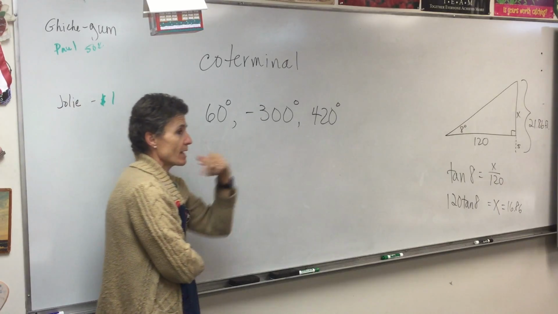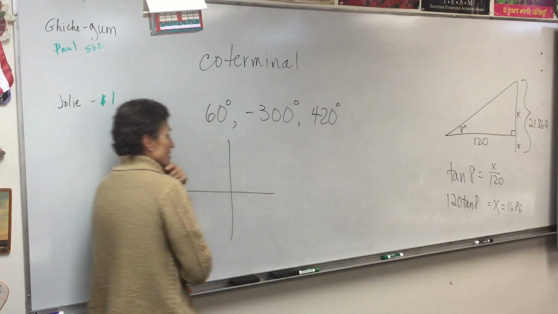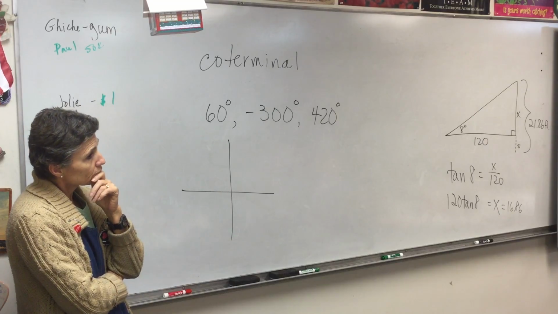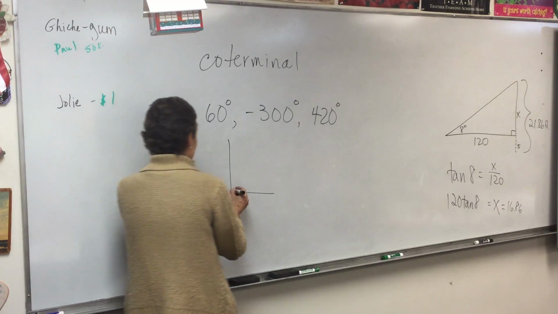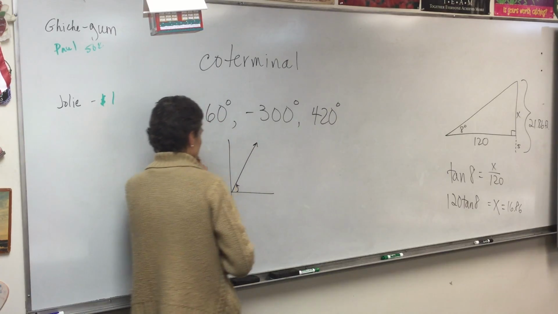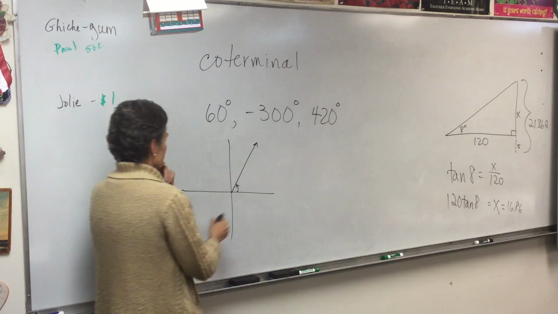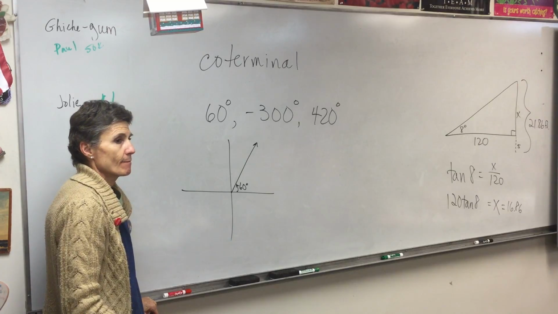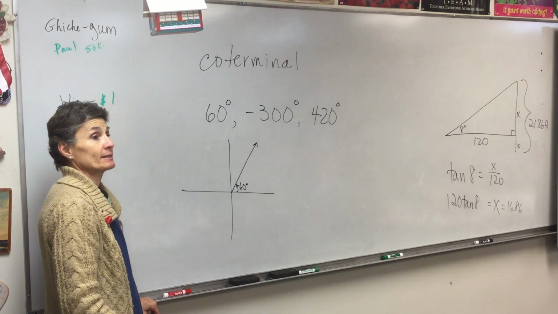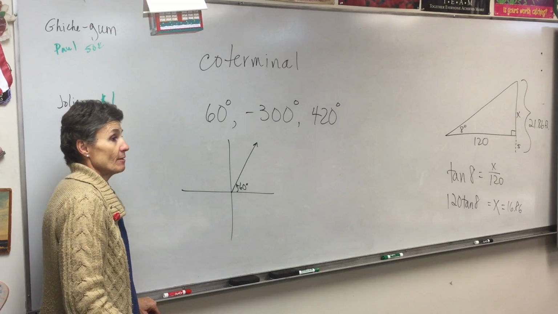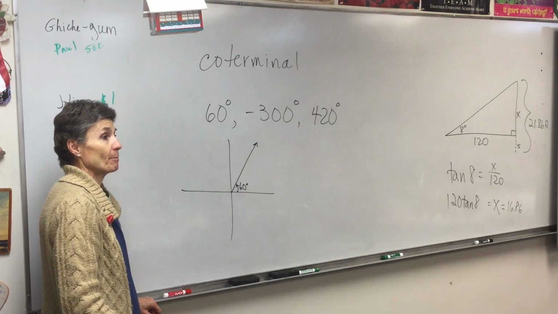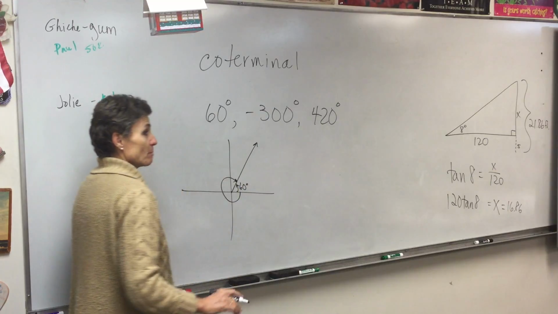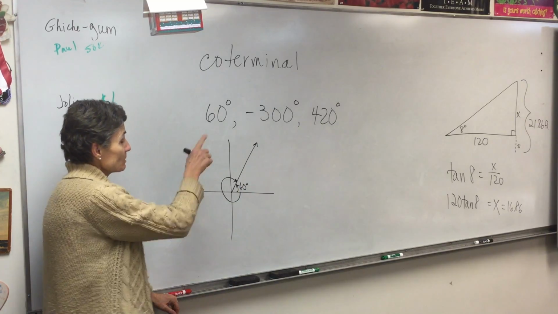Do me a favor and draw these 3 angles on the same grid, in standard position. So you got 60. What's negative 300 look like? Oh, they all land in the same spot. Coterminal. They share a terminal side. They stop in the same spot, as Jack said. If you draw a negative 300, doesn't it land in the same spot as 60? And what happens when you draw 420?